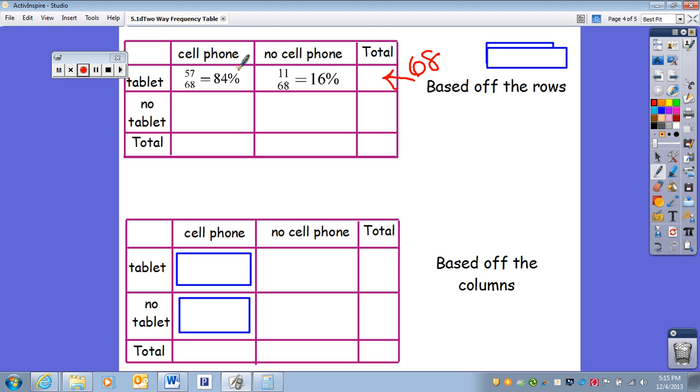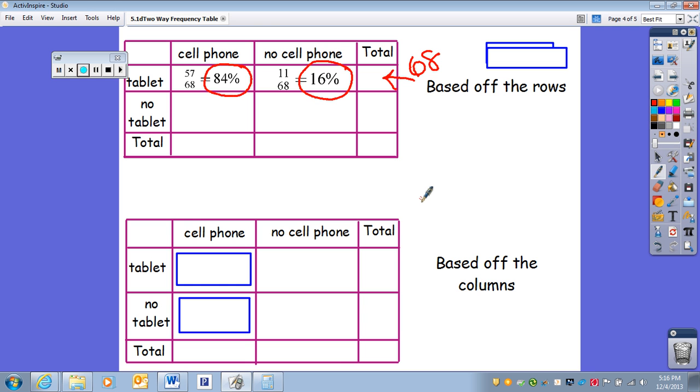Now here's what's interesting, and you can double check. Since we're dividing by the total number of students in the row, when we are finished, the percentages of students in that particular row should be 100% of that row.